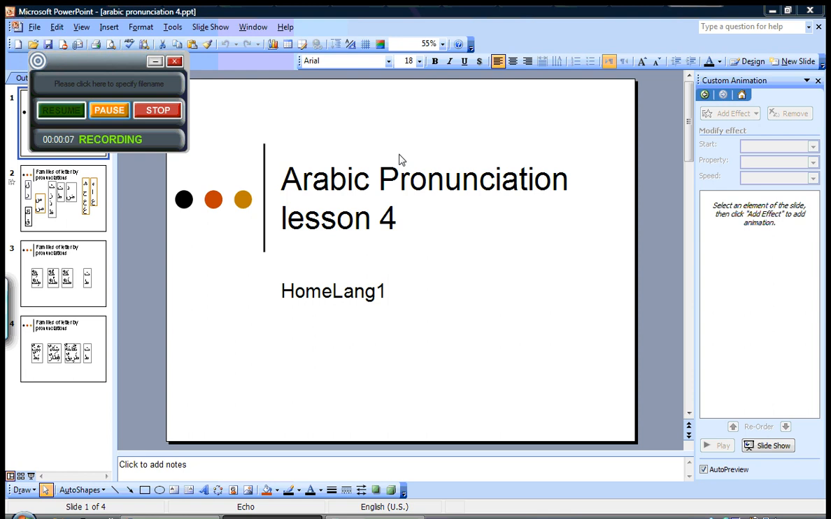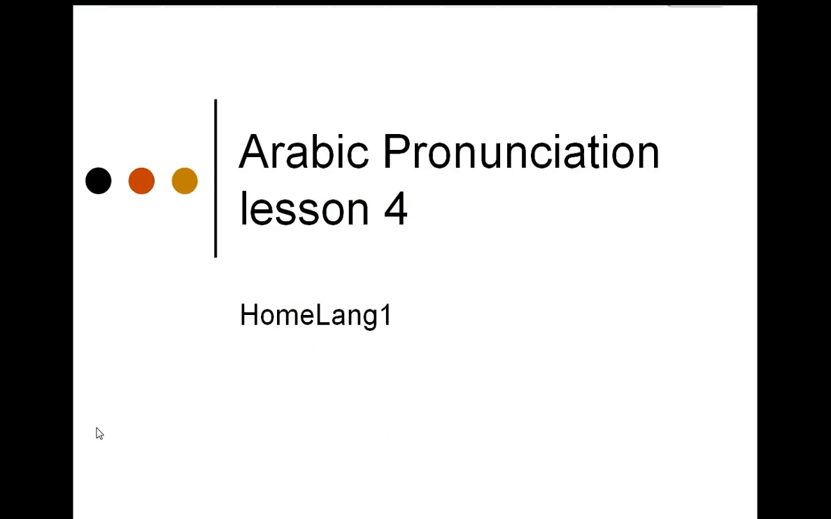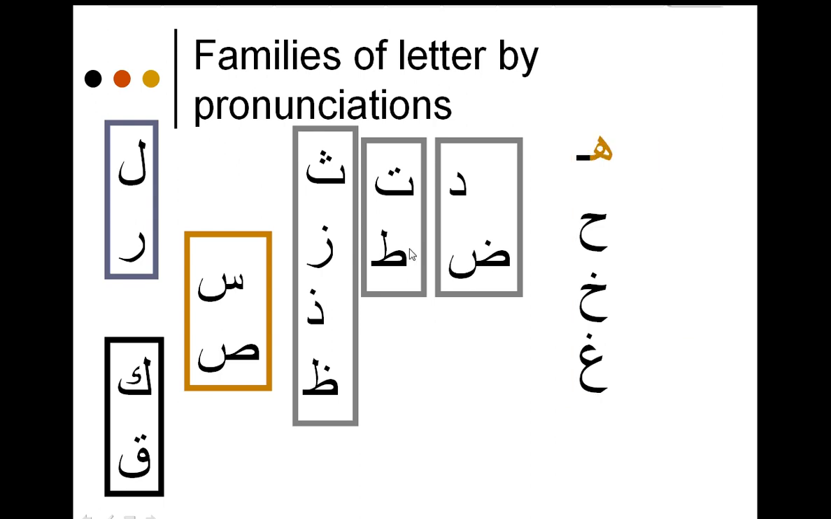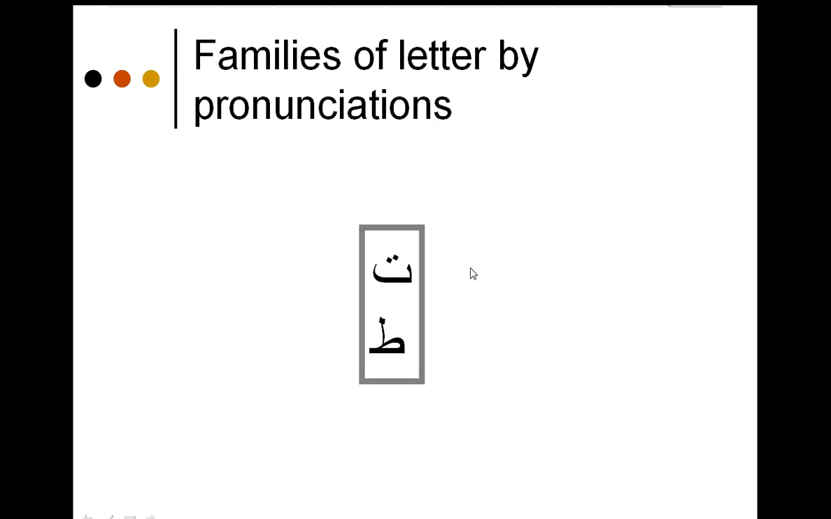Today we're going to talk about Arabic pronunciation lesson number 4. We're going to continue pronouncing the Arabic letters properly. In the last 3 lessons we learned how to pronounce the Hamza, Alif, Ain, Ha, Ha, Kha and Ghain. The last lesson was about the Dal and Dad. And today, you've guessed it, it's about the Ta and Ta.